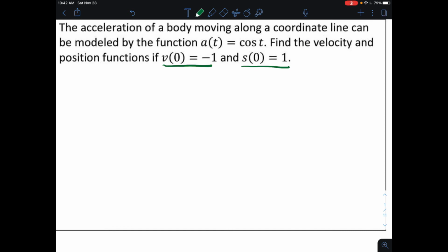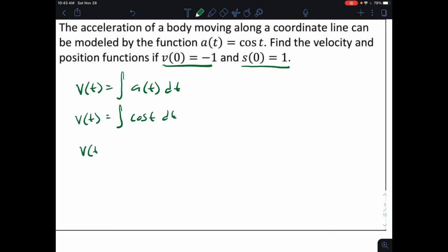All right, well, if I know that my acceleration is equal to cosine, velocity is going to equal the antiderivative of my acceleration function. So we would find our antiderivative of our acceleration, which is cosine of t dt. The antiderivative of cosine is sine. And so our velocity expression would be v of t is equal to sine of t plus c.